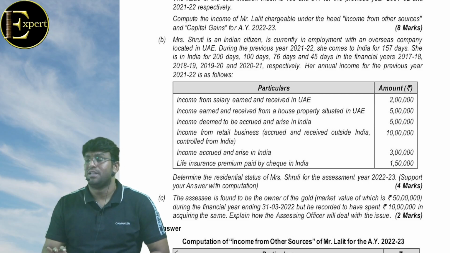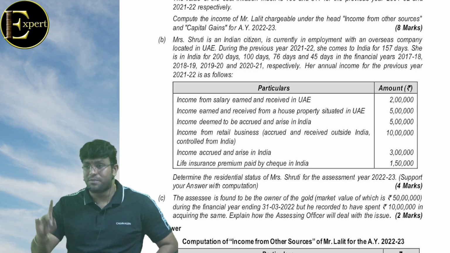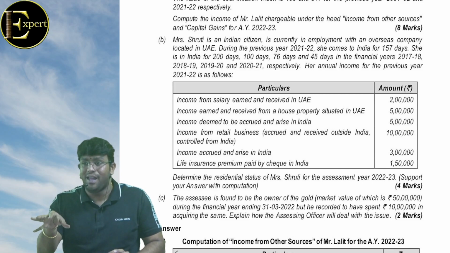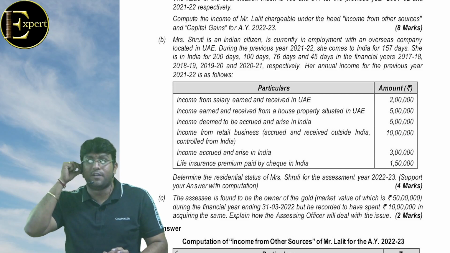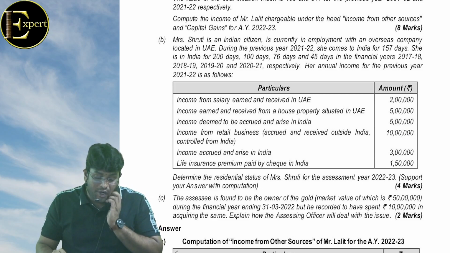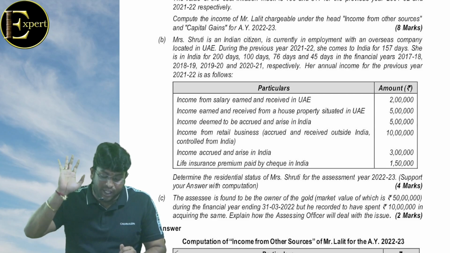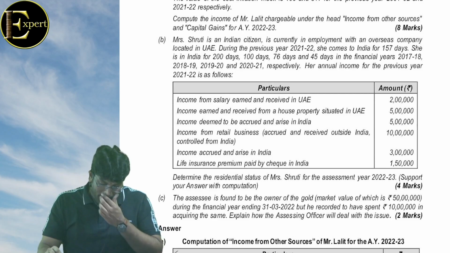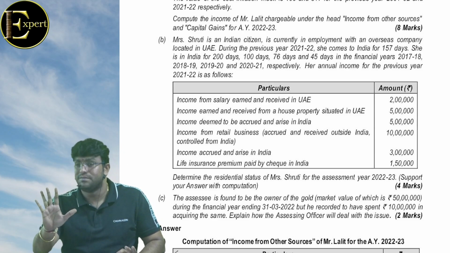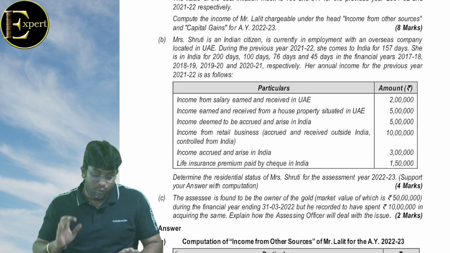157 days. So what is the scene? With 157 days, the first basic condition cannot apply. The second modified condition can come if total income other than foreign source is above 15 lakhs. She is in India for 200 days, 100 days, 76 days and 45 days in the last 4 years. Total it. 421. So the second modified condition still has scope, but it will come only when total income is more than 15 lakhs. Wonderful. Let's see.